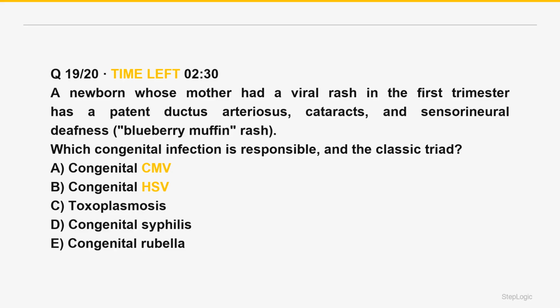Which congenital infection is responsible? In the classic triad, a newborn whose mother had a viral rash in the first trimester has a patent ductus arteriosus, cataracts, and sensorineural deafness, with a blueberry muffin rash. Read the command: which congenital infection in the triad? First trimester rash, PDA plus cataracts plus deafness: congenital rubella, the classic triad.